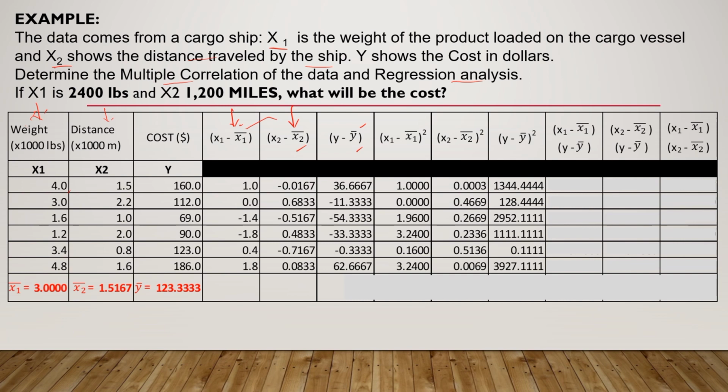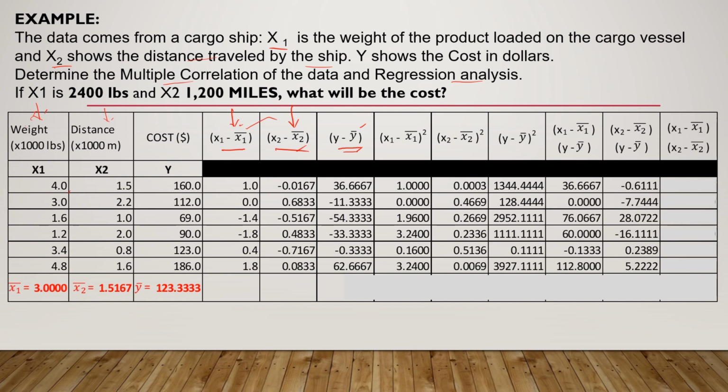Then for x sub 1 minus x sub 1 bar, you will multiply this and this column. So 1 times 36.6667. And then repeat for other values. So doing multiple regression takes a little bit of your patience. Then for x sub 2 minus x sub 2 bar, so this column and this column. So these are the values that we will get.